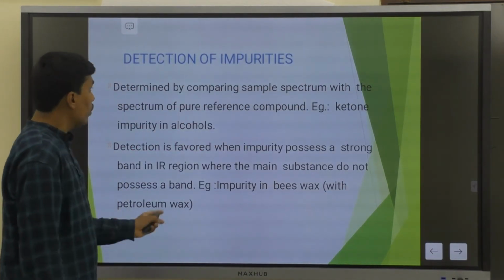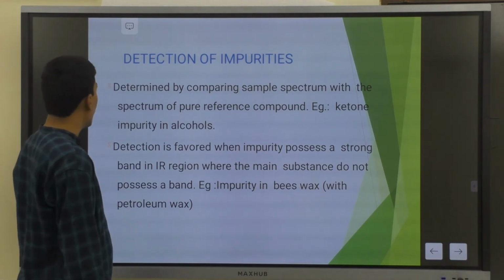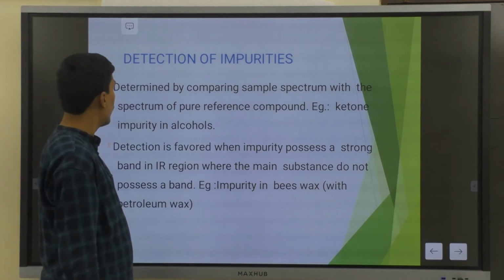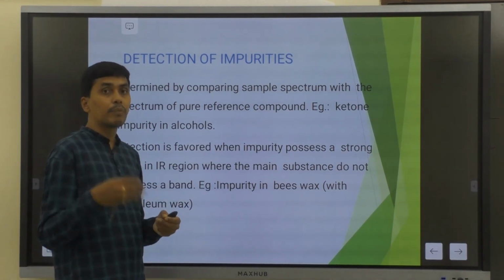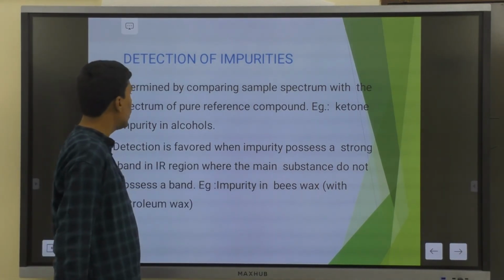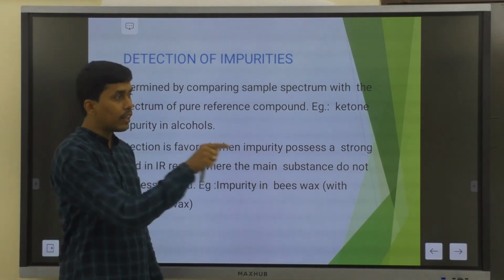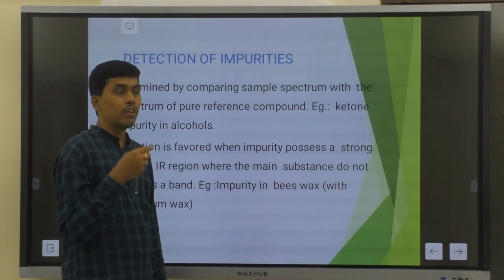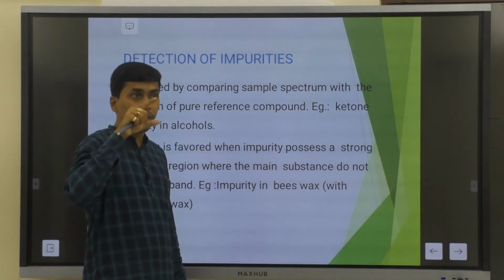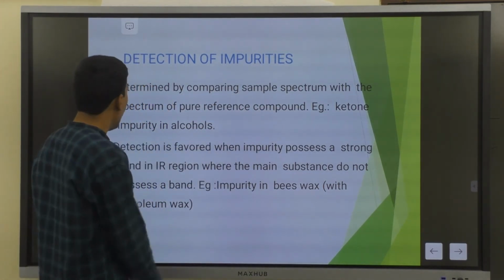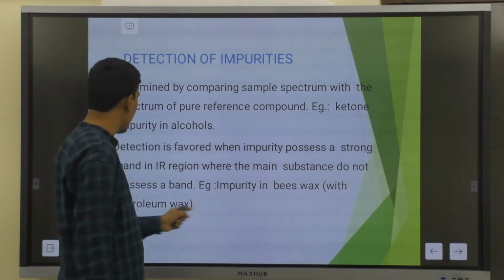IR spectroscopy is also useful for the detection of impurities. This is determined by comparing the sample spectrum with the spectrum of a pure reference compound. Example, ketone impurity in alcohol. We know alcohol shows a broad peak at 3300 centimeter inverse and C single bond O at 1100 centimeter inverse, whereas for the ketone, the C double bond O absorption is at 1680 to 1700 centimeter inverse. If you see any peak at 1700, that means there is a ketone impurity. Detection is favored when the impurity possesses a strong band in the IR region where the main substrate does not, for example impurity in beeswax with petroleum wax.